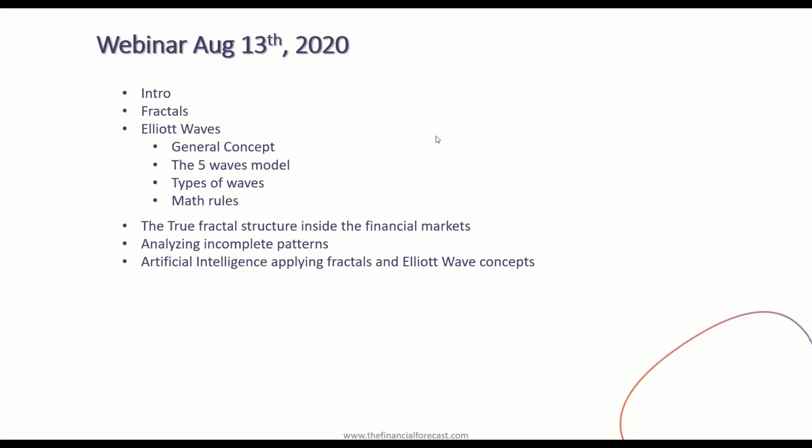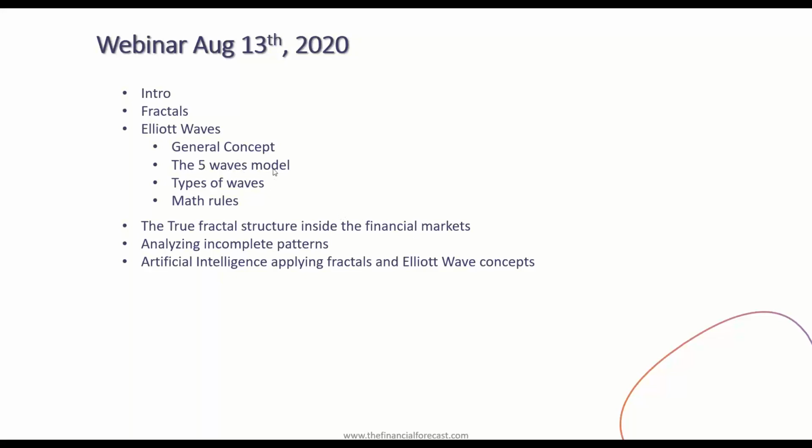Then we will move into Elliott Waves. We will discover the general concept, the 5-wave model, and the different kinds of waves that Elliott identified in 1930. We're talking about a principle that was developed in 1930, a long, long time ago. Then we will see the math rules around this principle. The general concept is nice to understand trends and to go inside Elliott's mind. That's why this principle is quite nice, trying to understand everything from the root.